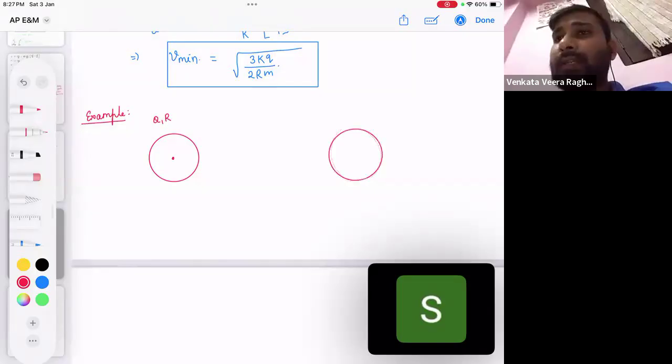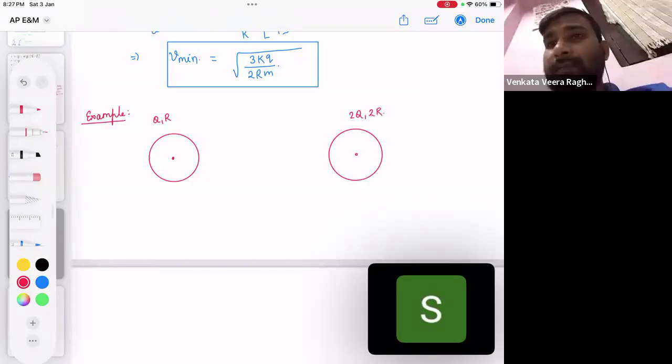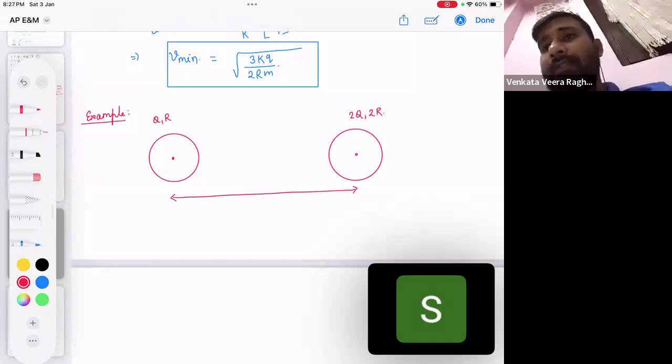It has 2q charge, and let's take the radius as something 2r, and the distance between these two centers is 2r, this is r, 3r, so let's take it something 6r.